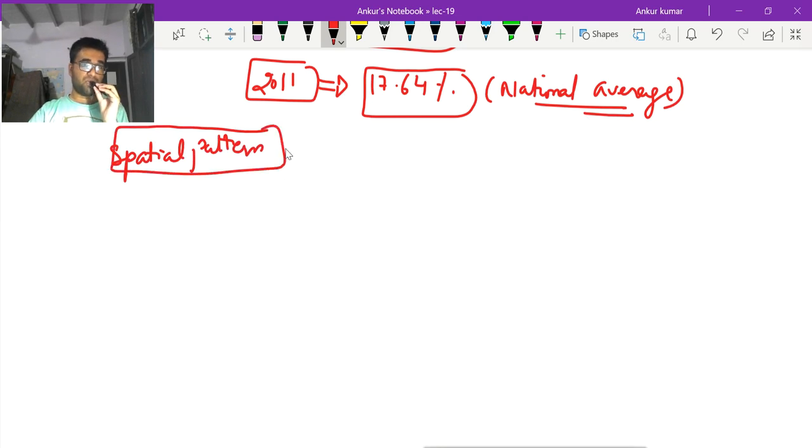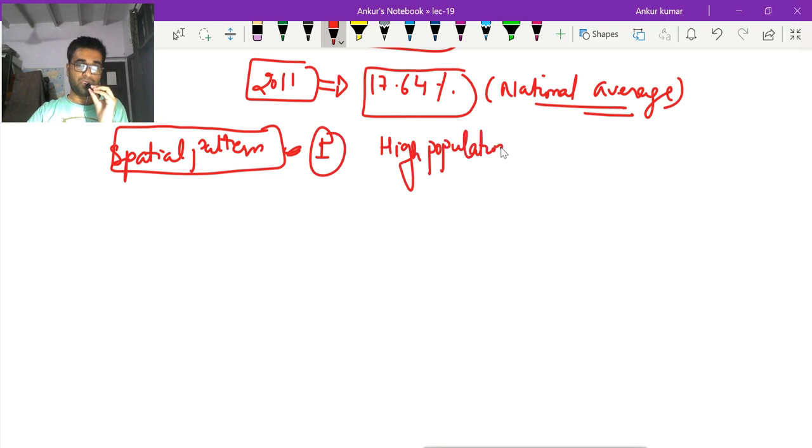If you analyze on the spatial scale, there are different regions which have population growth of more than 17.64%. There are regions which have moderate population growth, and there are regions in India which have less than 10% decadal population growth. So we will analyze the spatial pattern of the growth in these three patterns basically. So the first type of regions are the high population growth regions.